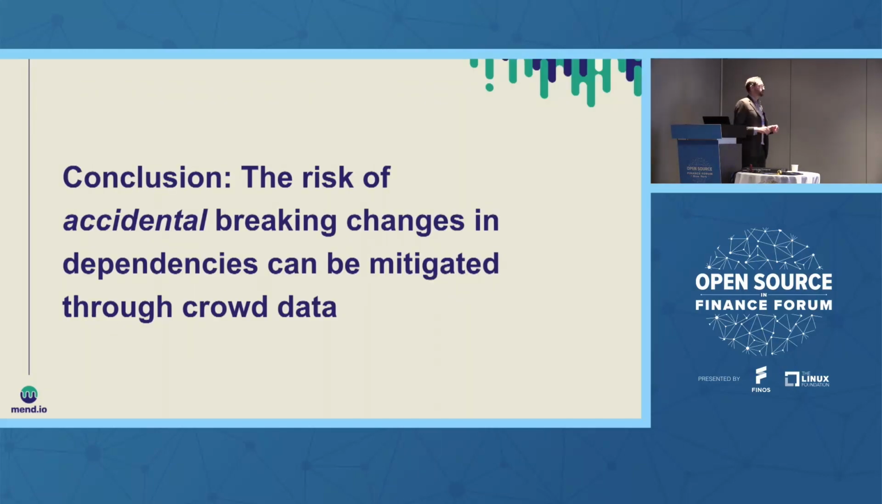Okay, so the conclusion of this is that the risk of accidental breaking changes, because by the way, what I'm talking about is an accident here, a regression error, where the dependency says, yeah, everything's good, I fixed a bug, I added a couple of features, and they accidentally broke something that used to work. The risk of accidental breaking changes in dependencies can be mitigated through crowd data. The chances that those are not caught through automated testing, of the world or of a very large number of people, is close to zero.